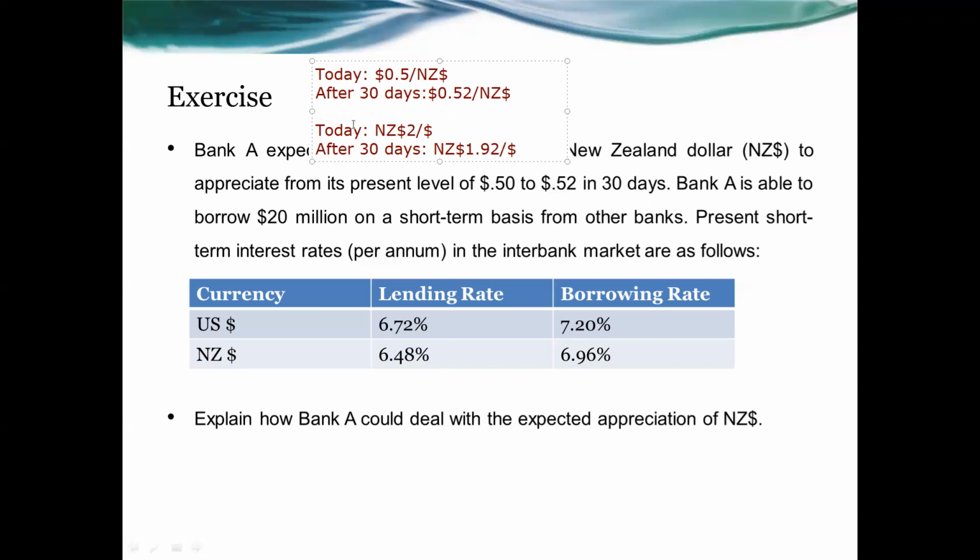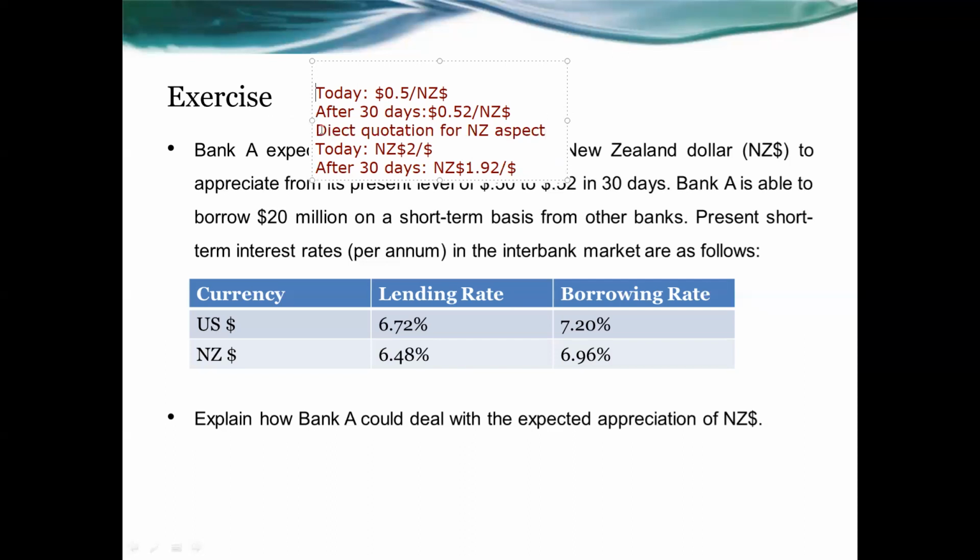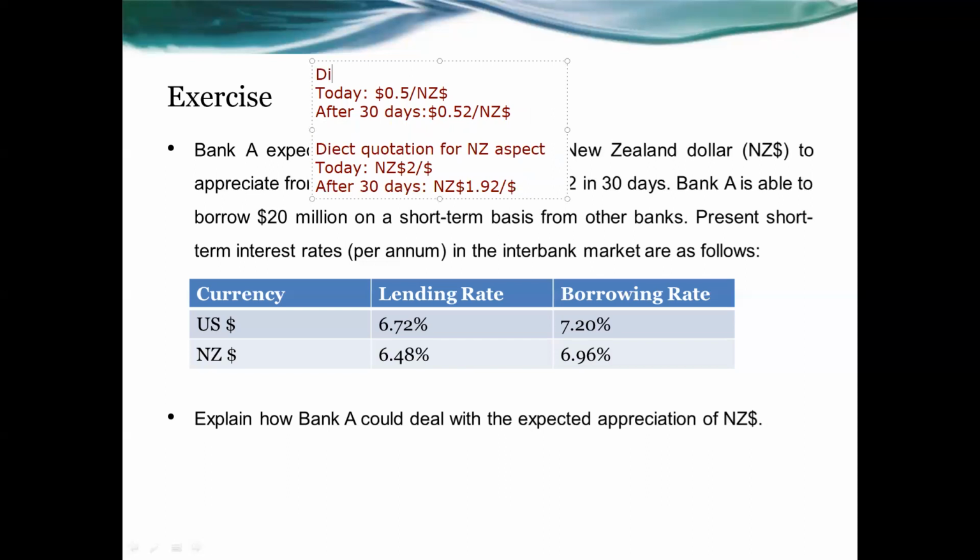Now this is a direct quotation for New Zealand, and this is the direct quotation for USA. Why? Because this is a foreign currency unit. Now for New Zealand, this is a foreign currency unit.